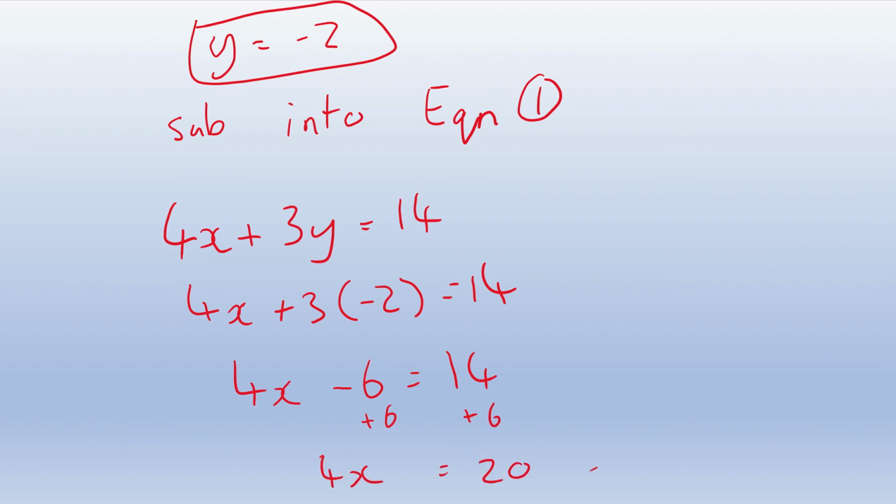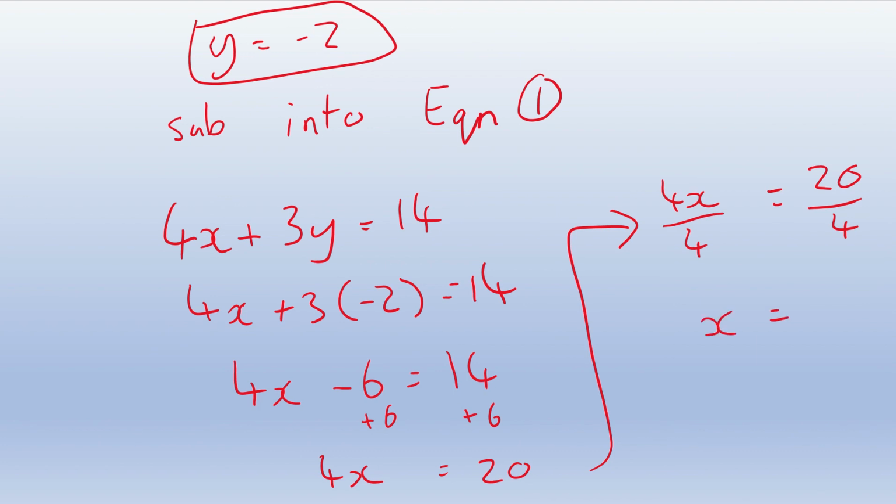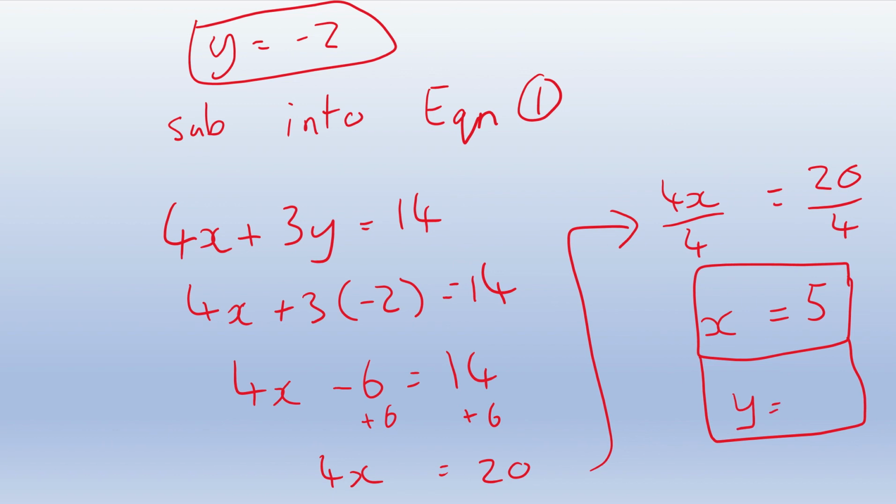And then if I divide, 4x divided by 4 is equal to 20 divided by 4. If I divide both sides by 4 there, I'll end up with x is equal to 5. And x is equal to 5 is part of my answer. My other answer that we've got before, which is at the top of the page, is y is equal to minus 2. I'm just going to take those together, so I have my two answers together.